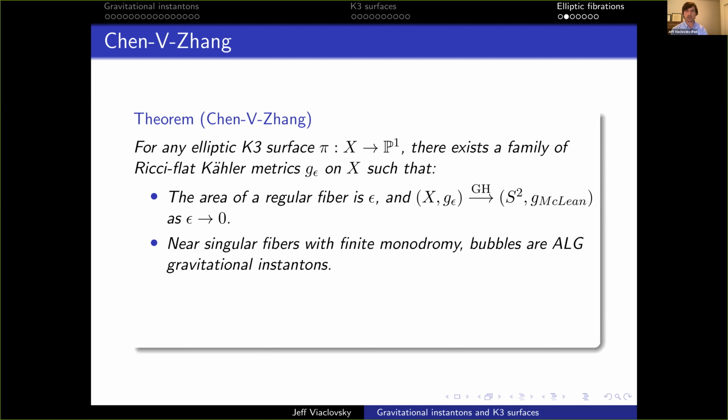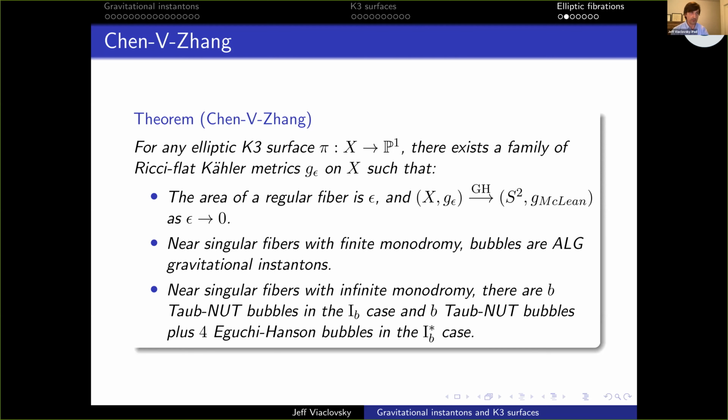Recall those were on rational elliptic surfaces minus certain singular fibers with finite monodromy. Near the singular fibers with infinite monodromy, there's the IB case, in which case you get B Taub-NUT bubbles. And in the IB star case, you get B Taub-NUT bubbles plus 4 Iguchi-Hansen bubbles. So we can understand the bubbling near any type of singular fiber.